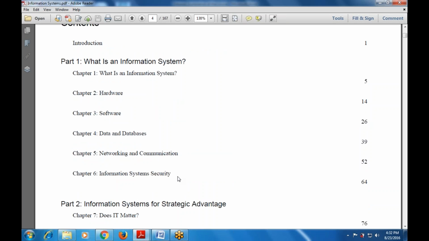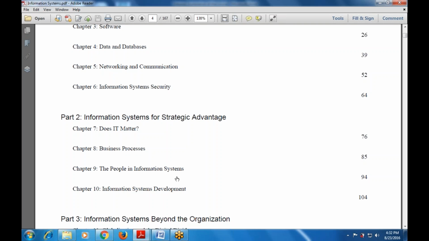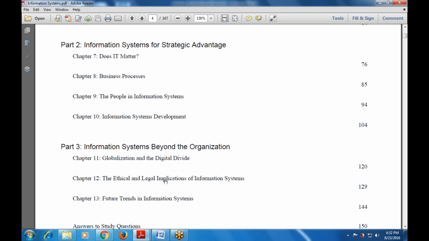So first one is what is information system, then hardware, software, data and databases, networking, communication, security, then does IT matter, then business processes, people in the information system, then information system development, globalization, ethical and legal implications, then future trends in the information system.